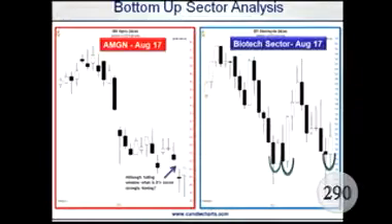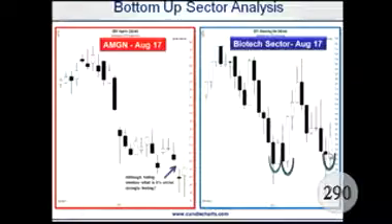let's look at the sector on the same day, the biotech sector on the same day. And what do we have over here? A bullish engulfing pattern. And what is it confirming? A major support area, right? A bullish engulfing pattern, a piercing pattern.